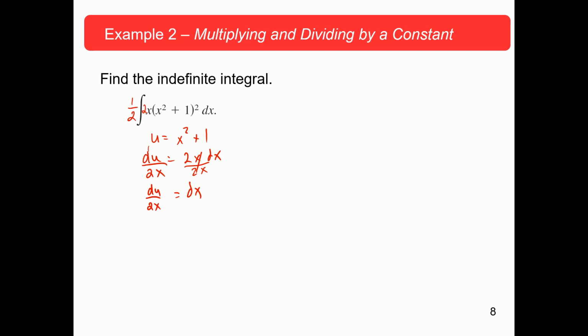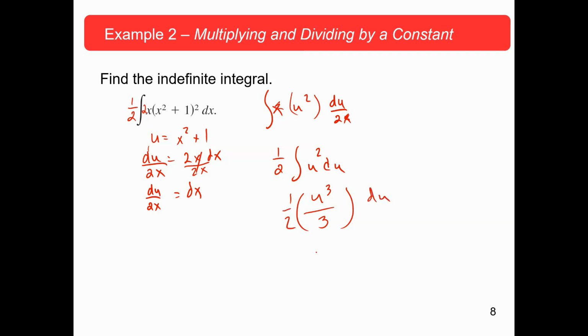Now when we do this, all we have to do is a simple substitution. We've got the integral of x, this is u squared, right? And dx becomes du over 2x. So notice that the x's just cancel out, and I've got a 1/2 I can pull out front. So I'll end up with u cubed over 3 times 1/2, u cubed over 6. I don't need a du anymore, do I? Which is (x squared plus 1) cubed over 6.